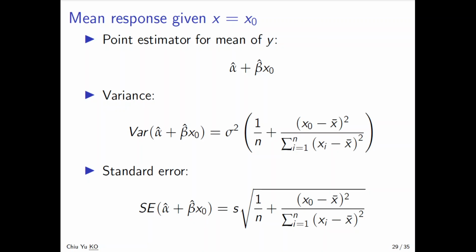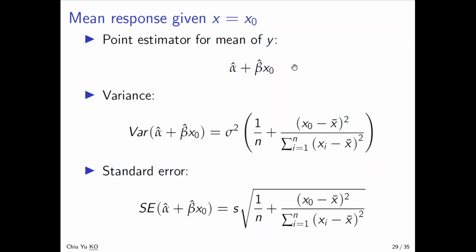the mean of y given x. We want to find the mean of y, and we want to give interval estimation and hypothesis testing. So the first thing we want to take a look at is the point estimator for the mean of y given x equals x0.